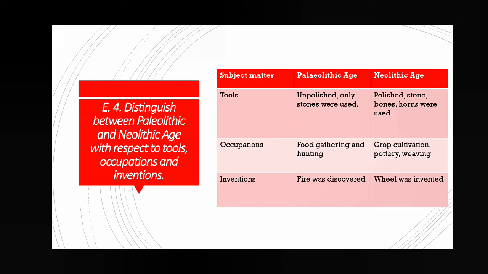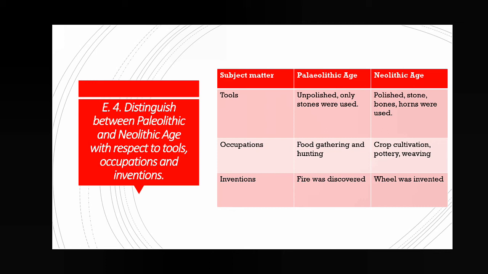Next, E4: distinguish between the Paleolithic and Neolithic age. We have to compare the Paleolithic, that means the Old Stone Age, and the Neolithic, the New Stone Age, on the basis of tools, occupations and inventions. What type of tools were used in the Old Stone Age and the New Stone Age, what were the occupations of the people, and what were the inventions. This thing we have to find out here. So I have made a table. You will also draw the table in this way.